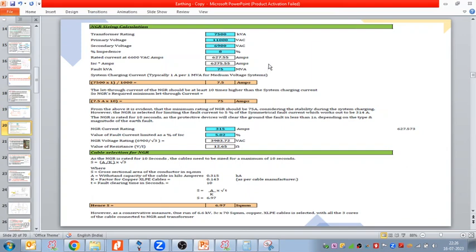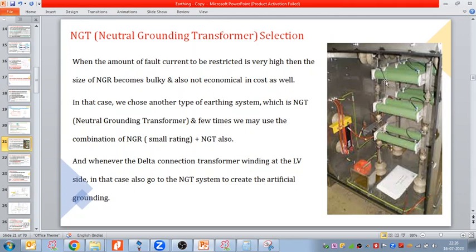We have learned this formula already, right? Now we are talking enough about the NGR. Let us see how the NGR looks. Could you see here? Here we have the resistance. We have an enclosure panel, and in that enclosure, we put the resistance.